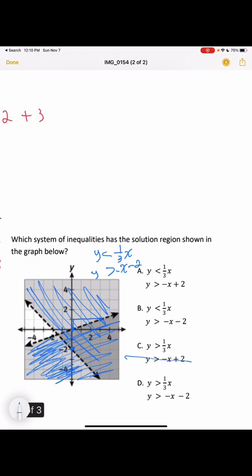So I'm not going to choose A or C because it had the +2 and it starts at the negative. So we're between B and C, and we're going to pick B because it has y is less than 1/3 x, and then y is greater than -x minus 2. So you check the shading for that one.